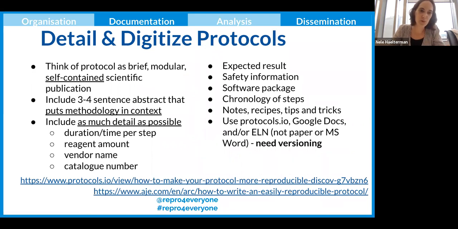So when you're writing up a protocol, it's best if you try to think of it as a document that can stand on its own, that would be its own scientific publication, let's say. So you want to have a 3 to 4 sentence abstract to start it out that puts the methodology in context. And then the next one is really important.